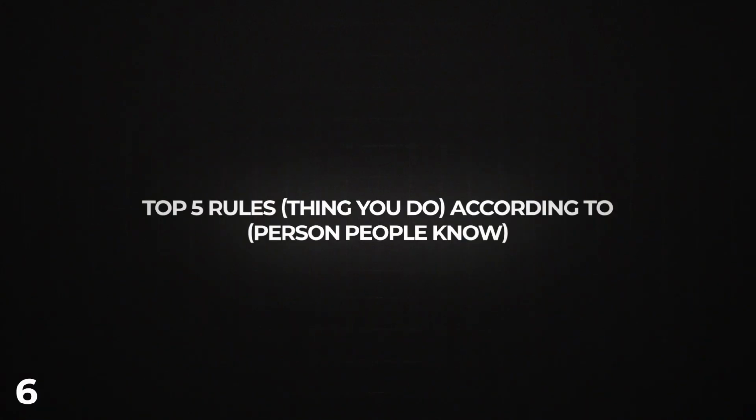Next up, we have 5 rules pertaining to the thing you do, according to a person that people know. So in this case, it's 5 rules of infinite banking according to Nelson Nash, or it could be 5 rules of investing according to Dave Ramsey. It could be 5 rules of sales according to Grant Cardone. It could be 5 rules of wine according to Gary Vee. No matter how you want to spin it, it could be 5 rules of burgers according to McDonald's.